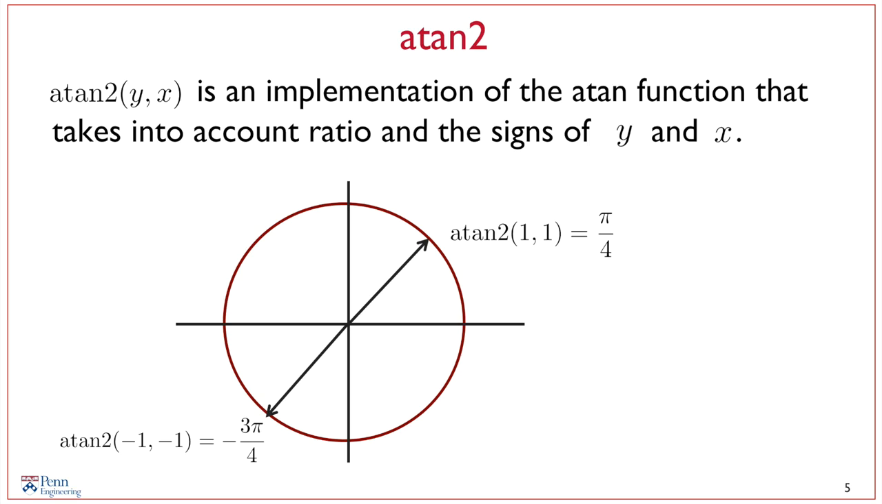In addition, atan2 of 1 and 0 and negative 1 and 0 will successfully return pi over 2 and negative pi over 2 respectively. As a result, the atan2 function will return angles in the entire range of 0 to 2 pi.